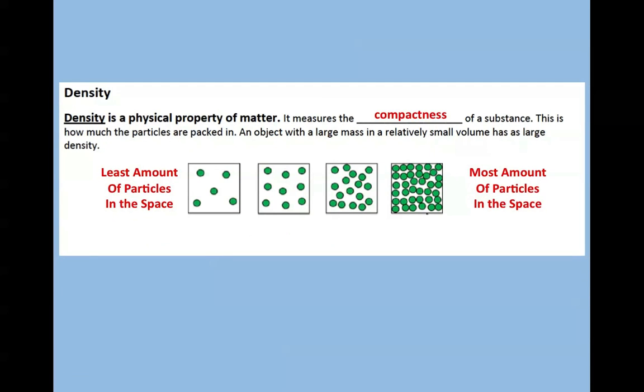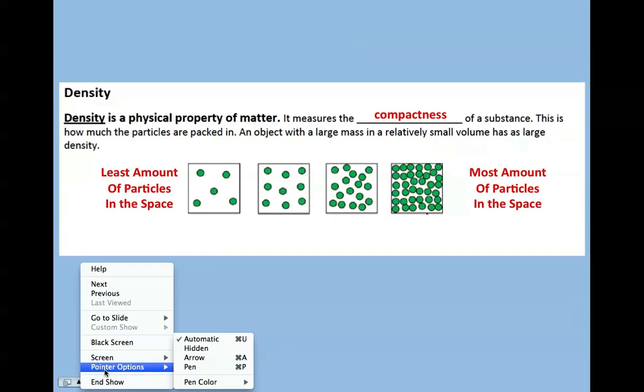We're going to focus a little bit on density, which is one of our physical properties. So density measures how compact the particles are in a certain amount of space. So if we look at these diagrams, and it's kind of increasing as we go across here, over on the left, it's representing particles where we have the least amount of them in the space. As we go across to the right, here we have a diagram where we have the most amount of particles in the same amount of space.